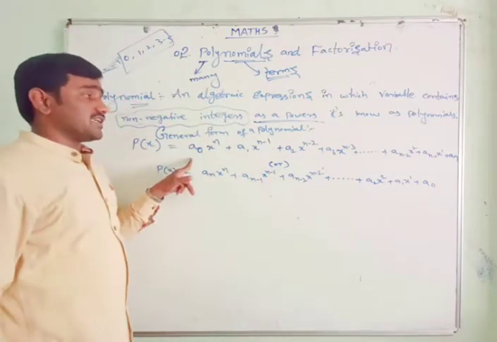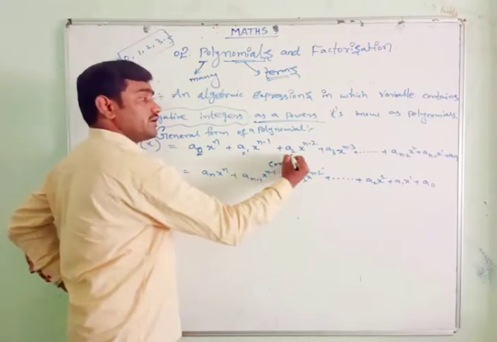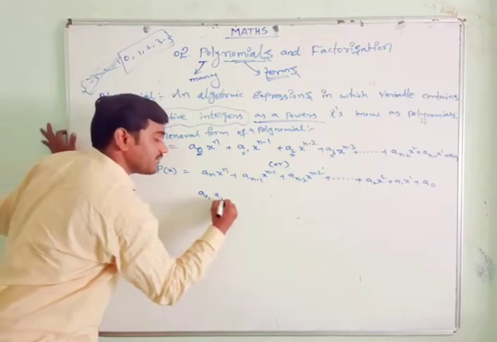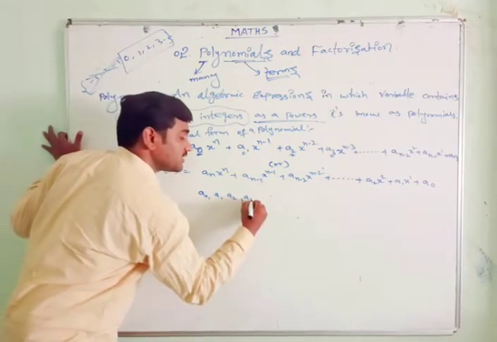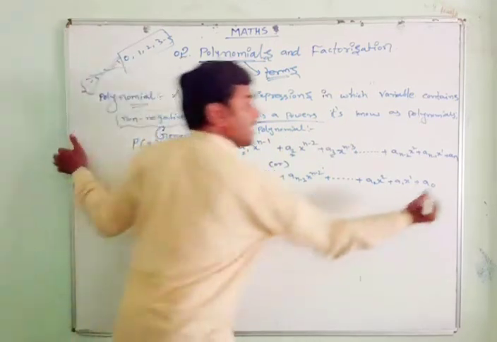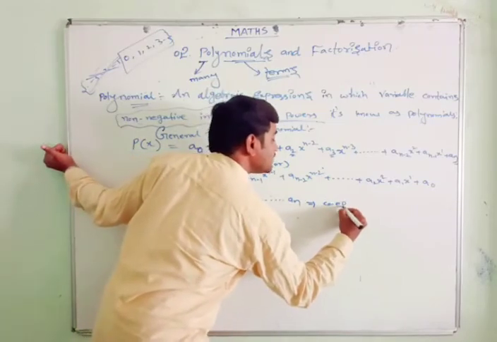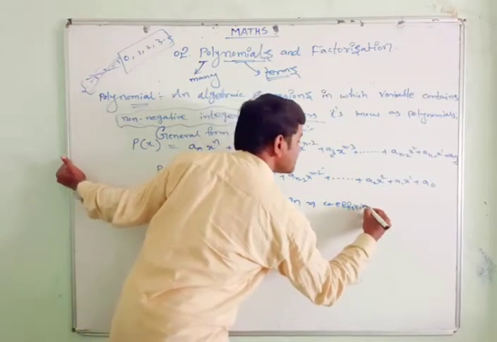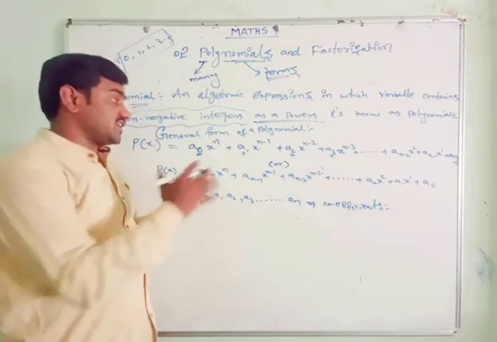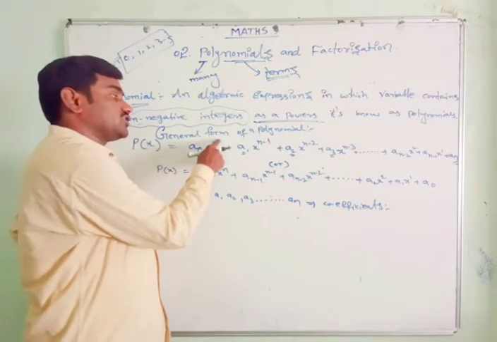Let us try to understand here. When there is a0, a1, a2, a3, and so on till an, what are these? These are known as coefficients. We know the meaning of a coefficient: the term multiplying the variable is known as a coefficient. Here the variable is x to the power of n.